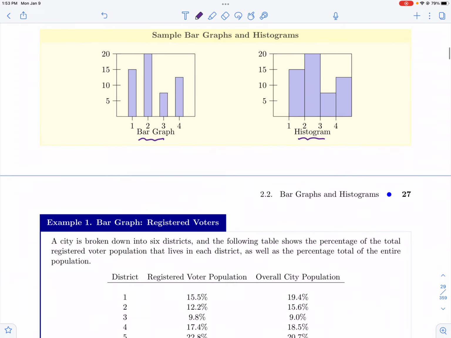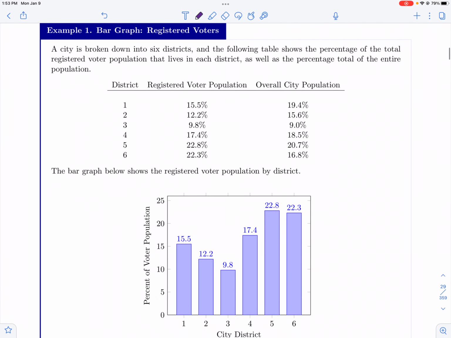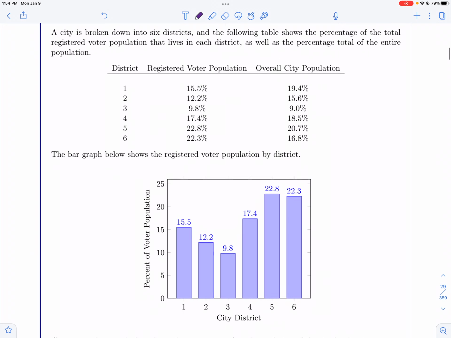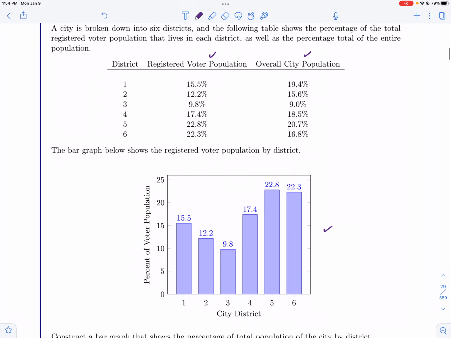All right, let's first start off with some bar graphs, just so we can get an idea of what's going on. We've got a set of data where the city is broken down into 6 districts, and the following table shows the percentage of the total registered voters that live in each district, as well as the percentage of the total of the entire population. Our registered voter population is our middle column, and our right-hand column is our overall city population. Down below is our bar graph of our registered voter population at the moment.